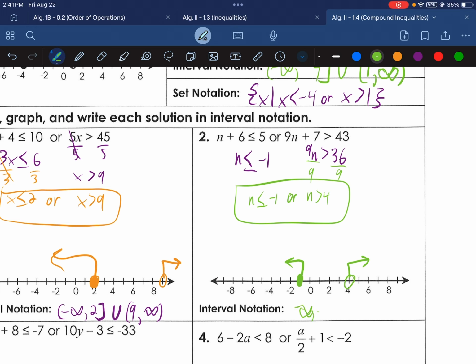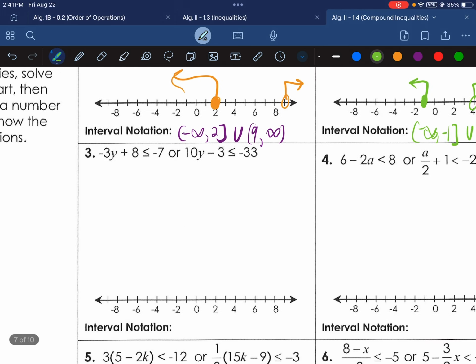Then we have it going to -1 with a bracket because it is a closed circle, negative infinity is a parenthesis. And then we have the right part of the graph, so we put a union saying we have the left part and the right part. That'd be 4, comma, infinity, with the 4 being a parenthesis.